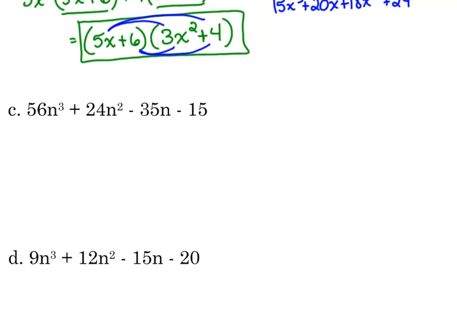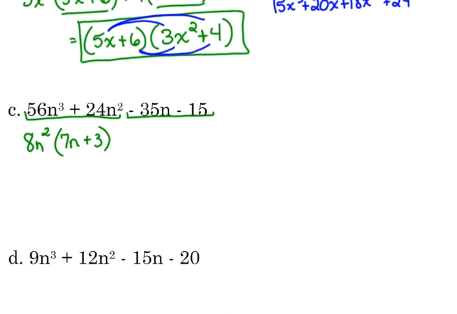Okay? Let's look at a couple more. 56n cubed plus 24n squared minus 35n minus 15. Again, 4 terms, highest degree is 3, probably factoring by grouping. So pair the first 2, pair the last 2. 56 and 24, divisible by 8. N cubed, n squared. So we take out an n squared. So we are left with 7n plus 3.